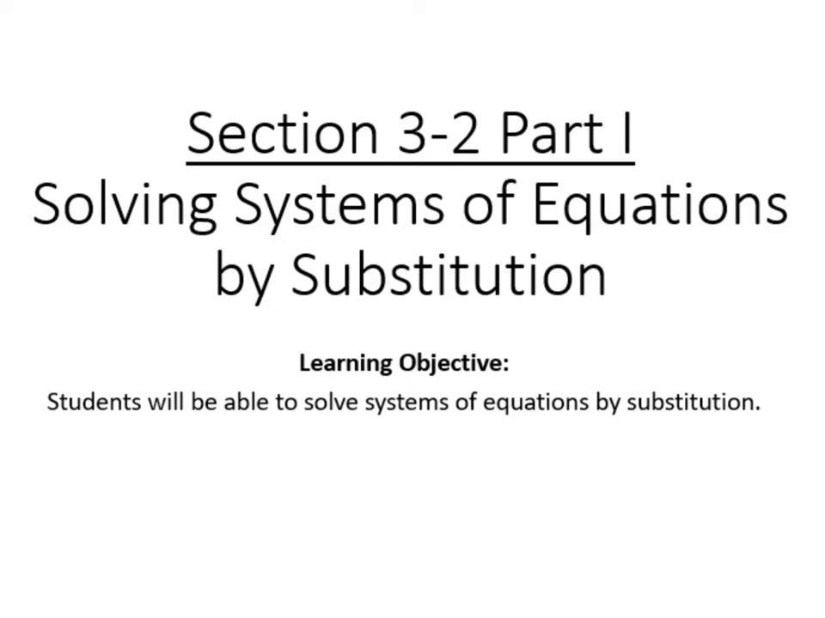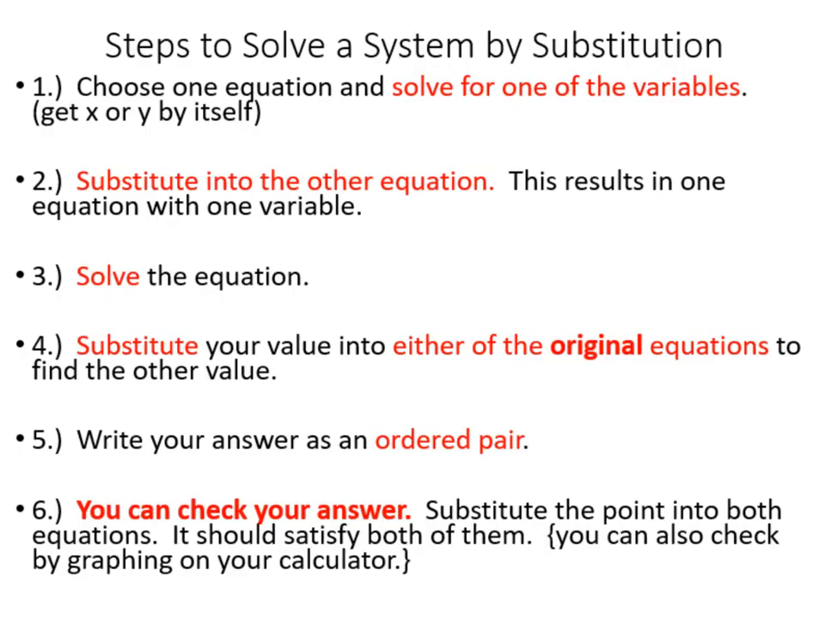In this video, you will learn about solving systems of equations by substitution. First, let's review the steps to solve a system by substitution. First, you have to choose one equation and solve for one of the variables, meaning to get x or y by itself. Then you're going to substitute this into the other equation. This results in one equation with one variable.